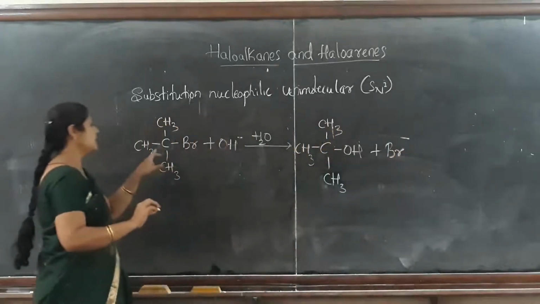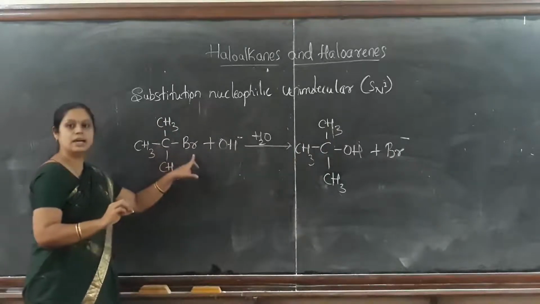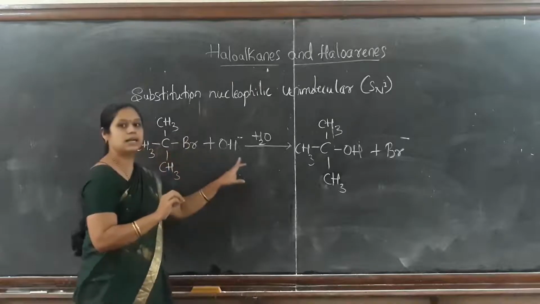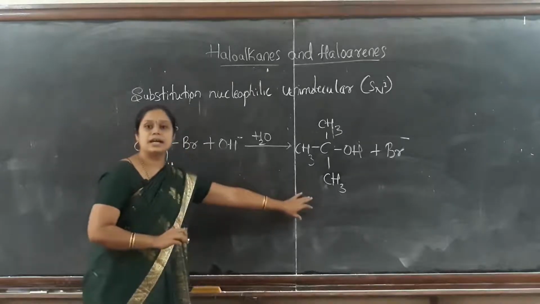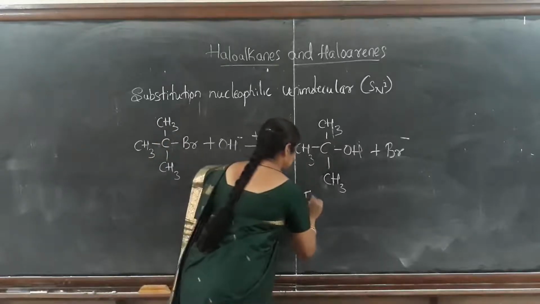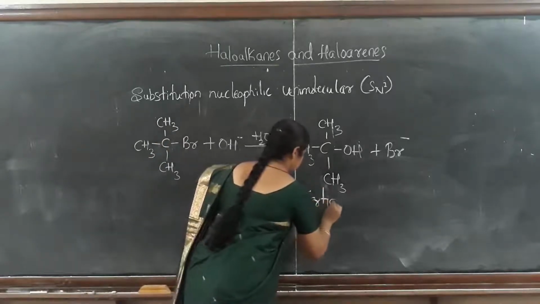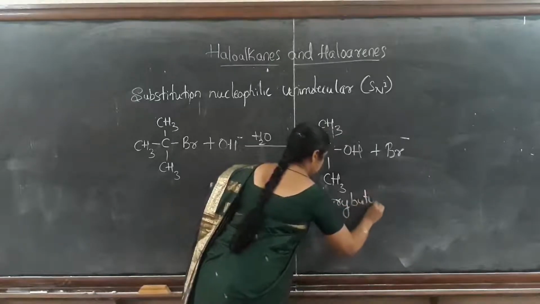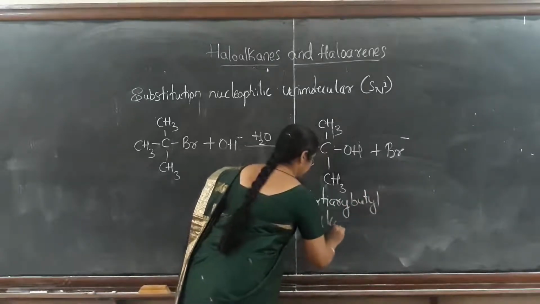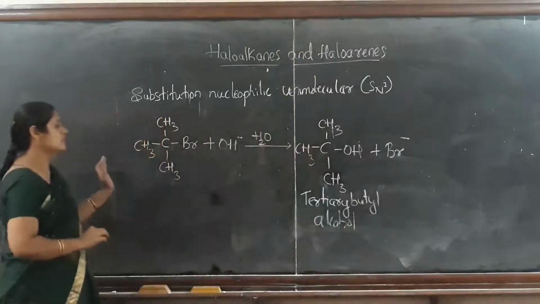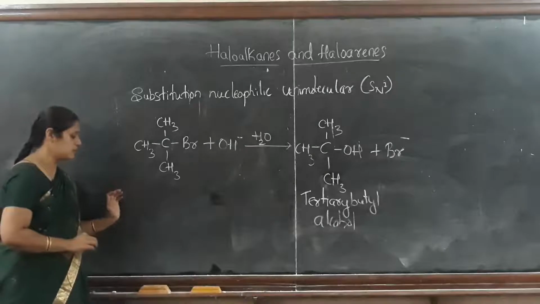So, here there is a breakage of the carbon-bromide bond, and a formation of the carbon-OH bond takes place, and we are going to get tertiary butyl alcohol. So, let us see the mechanism of this.